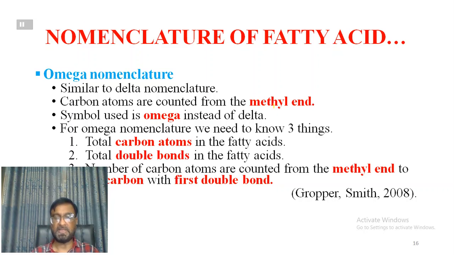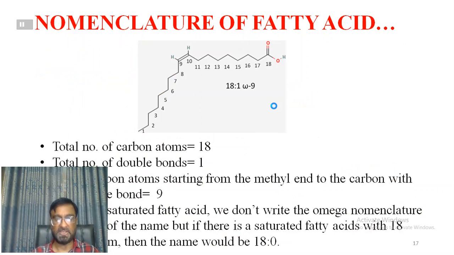So when we are doing the counting from the methyl end, we will see where the first double bond exists. So that is the basis for the omega nomenclature. So look at this one again. This is the example. So we are now counting.